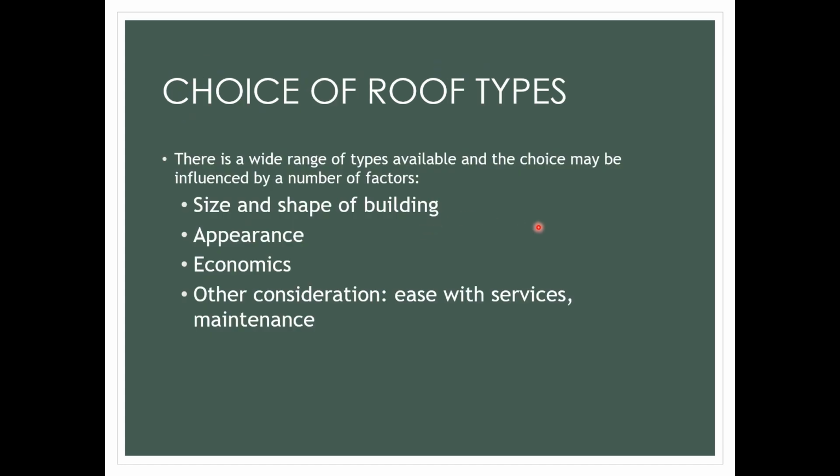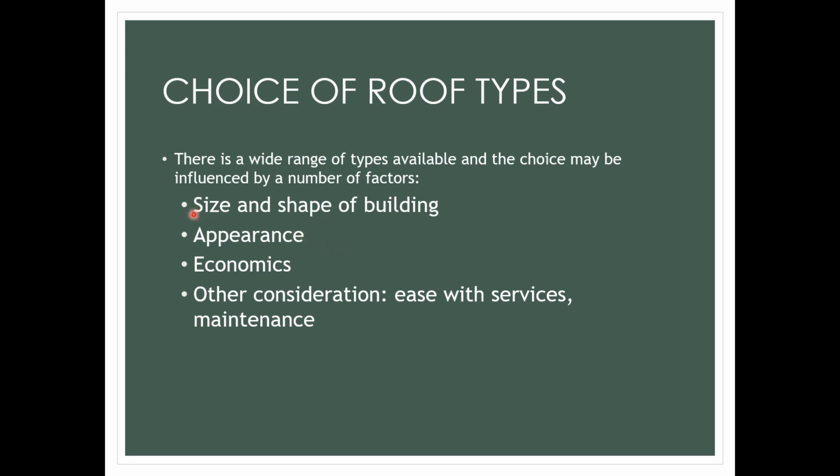Choice for roof types. There is a wide range of types available and the choice may be influenced by a number of factors. First, the size and shape of the building. So we have to determine the types of roof by looking at the size and shape of the building. What kind of building, what size of the building, the shape of the building. So we can decide the choices of roof types.